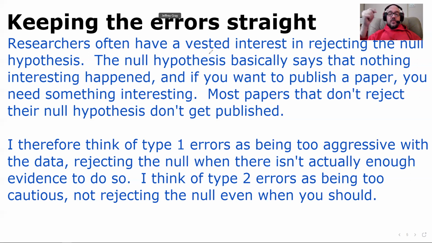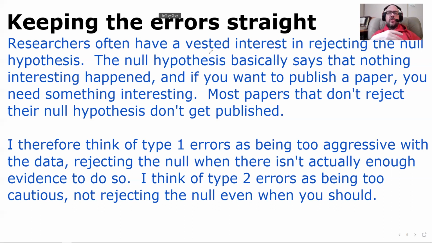Consequently, I think of making a type 1 error as being too aggressive with your data, being too willing to believe your own hypothesis and reject the null hypothesis. And a type 2 error is being too cautious, not rejecting the null hypothesis even when there's enough evidence. Now, that's not exactly right, because it's the data that will tell you to reject or not reject the null hypothesis. You're not really making a choice so much as you are reporting what the data says.